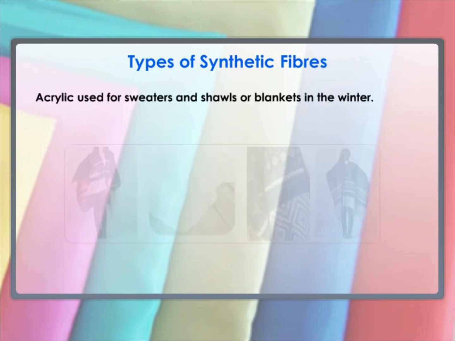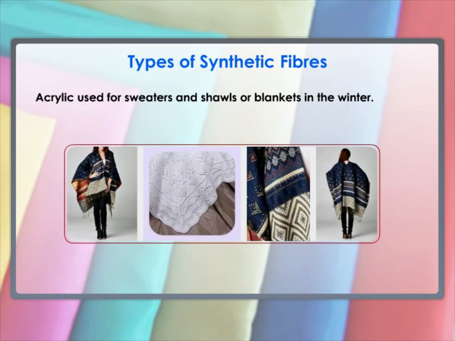We wear sweaters and use shawls or blankets in the winter. Many of these are actually not made from natural wool, though they appear to resemble wool. These are prepared from another type of synthetic fiber called acrylic. The wool obtained from natural sources is quite expensive, whereas clothes made from acrylic are relatively cheap. They are available in a variety of colors. Synthetic fibers are more durable and affordable, which makes them more popular than natural fibers.